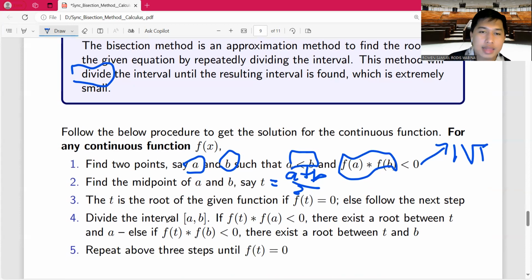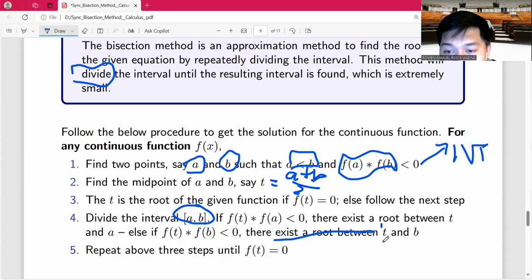That midpoint T is the root of the given function if f of T is equal to 0. Else, we follow the next step, step 4, we will divide the interval AB. If f of T times f of A is less than 0, it means that there exists a root between the midpoint T and A. Else, if f of T times f of B is less than 0, there exists a root between T and B.